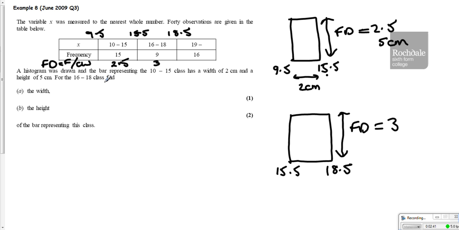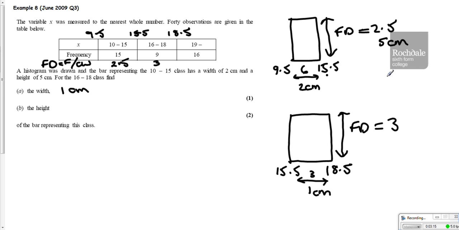It says for the 16 to 18 class, find the width of the bar. So if we have a look at the top, 9.5 to 15.5 was 6 units, and that's represented by 2 centimetres. 15.5 to 18.5 is 3 units. Well, if 6 units is 2 centimetres, 3 units would be 1 centimetre wide. So the actual width would be 1 centimetre. It's going to be half the width of that one. So my diagram isn't really very to scale.